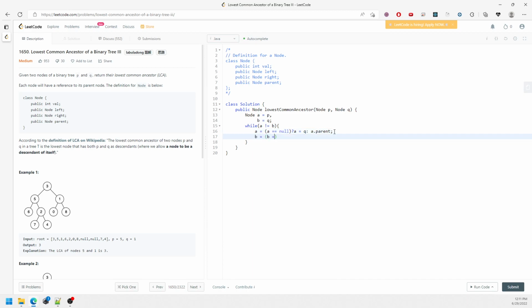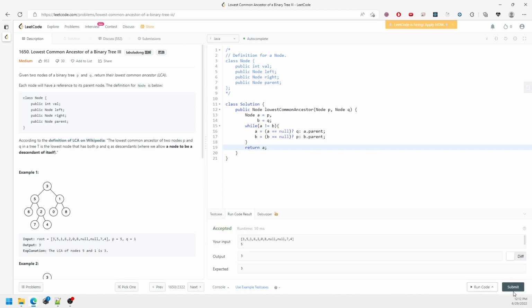And then same idea for B. So this is definitely Q. If B equals null, I will definitely go back to P, because B was Q. If I hit the null, I need to go back to the other one's default value, which is P. And if they are not null, B equals B dot parent. And if they are actually the same, I'm going to return A. It doesn't matter if it's A or B. And this is pretty much the solution.